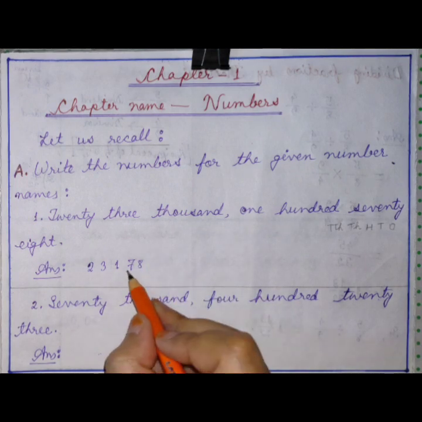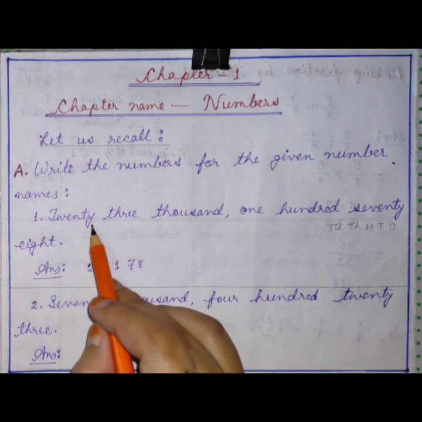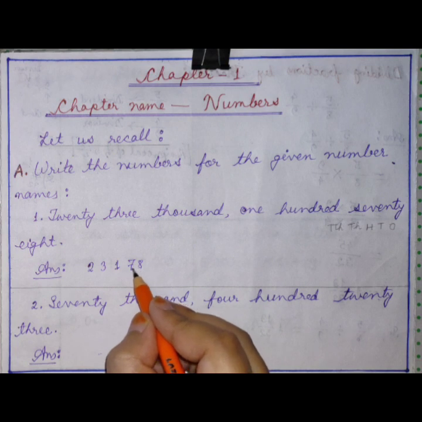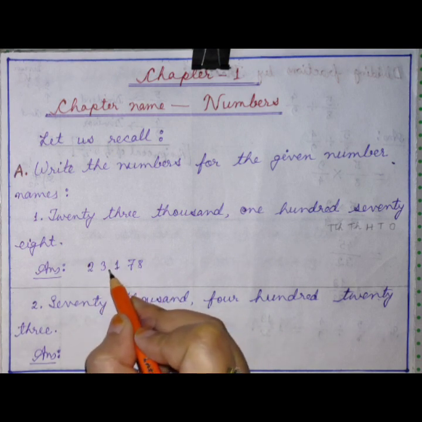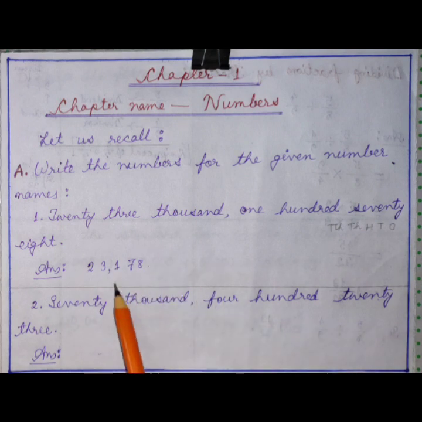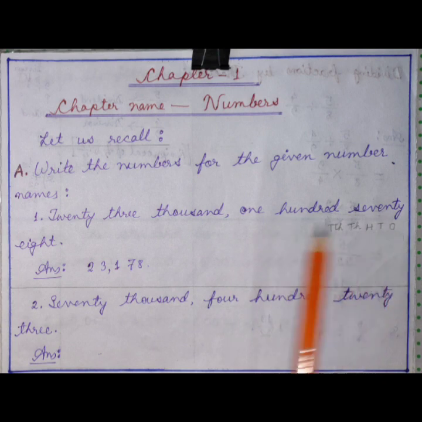And where do we have to put the comma here? 23,000: ones, tens, hundreds, thousands, 10,000. So here we have to put the comma. So this is the number for the number name, 23,178. Okay.